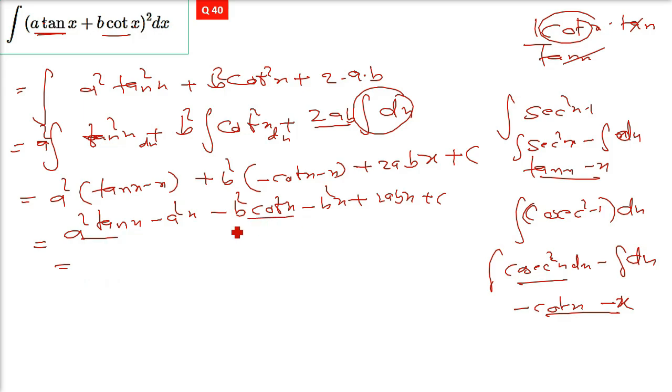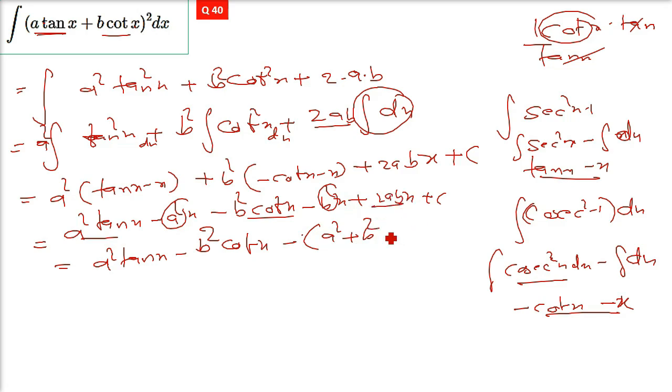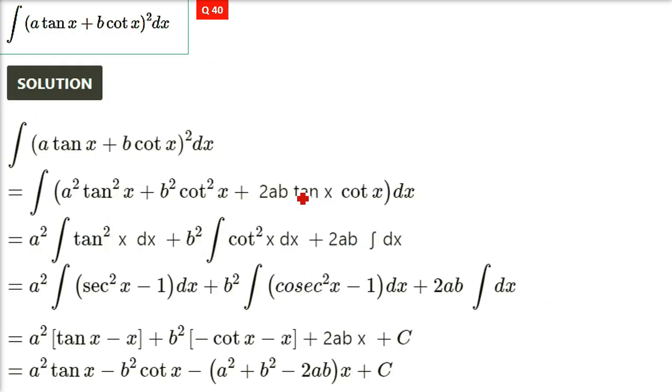So you can take them together: a square tan x minus b square cot x. X you can take common here, so it will be a square, this will be b square, and this will be twice ab but with negative because we have already taken negative outside, plus constant of integration. So we discussed this one, and this is how it is going to be solved. This is a standard result which you are going to use. Tan square x is sec square x minus 1, cot square x is cosec square x minus 1, and finally the integration of sec square x is tan x, cosec square x is minus cot x. This is an important thing in this question.